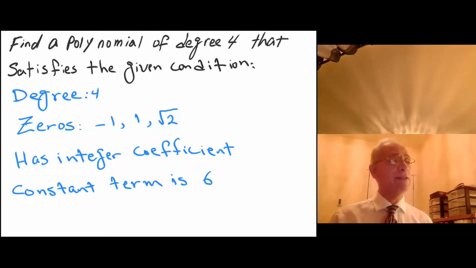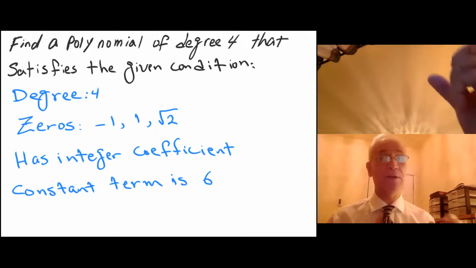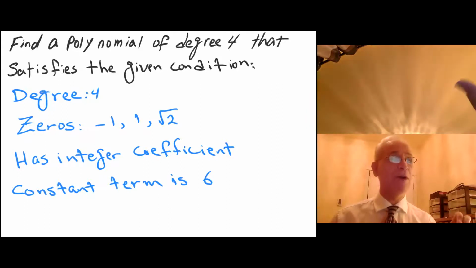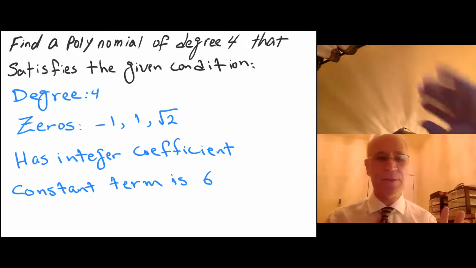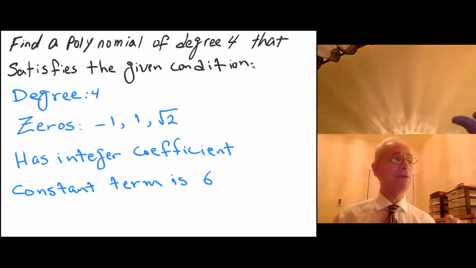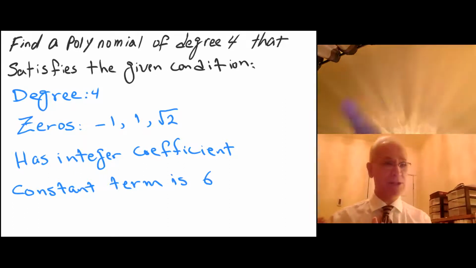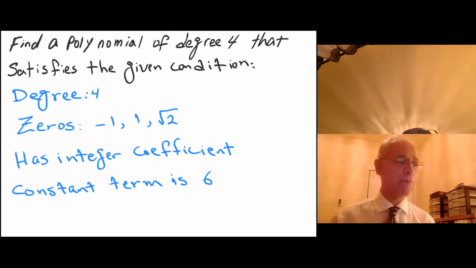And it has integer coefficients, so I have a number, not a fraction, in front of my x to the fourth in the beginning. That's what it means. And the constant term, the last number, is 6. So I need a 6 at the very end. Okay. So let me go to the next page.